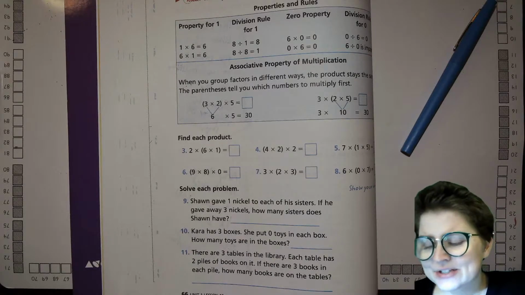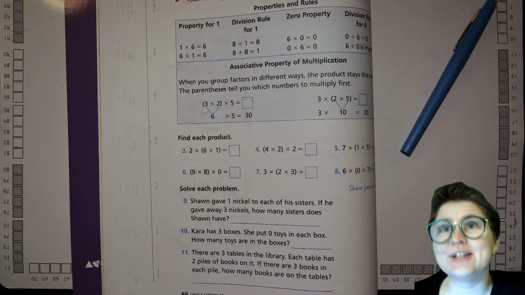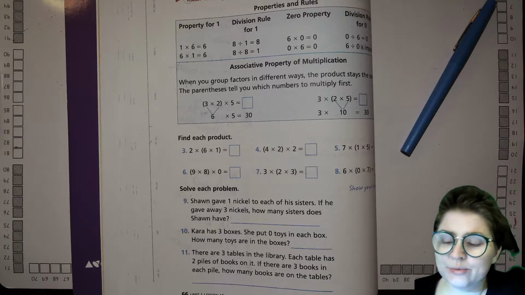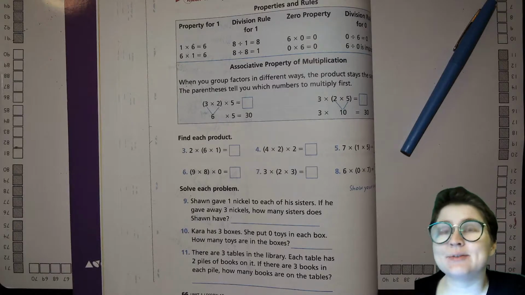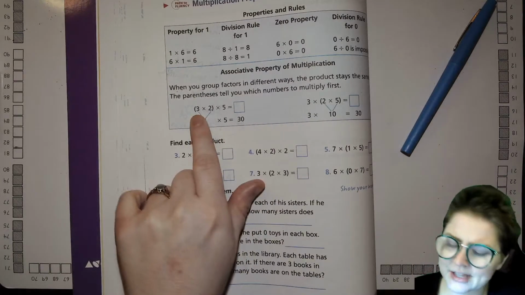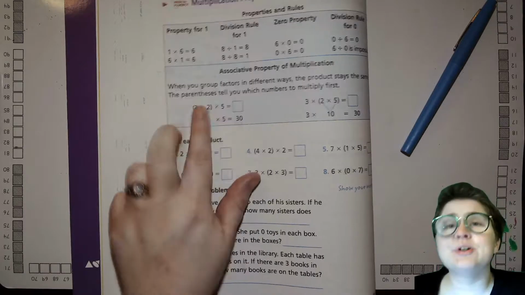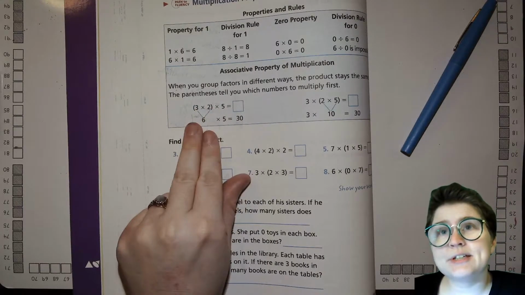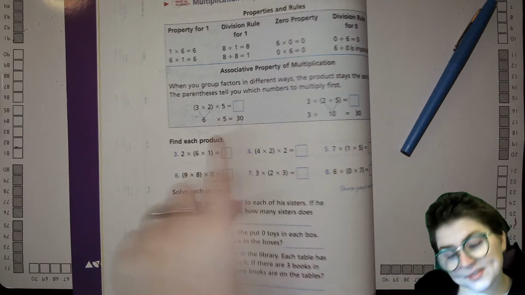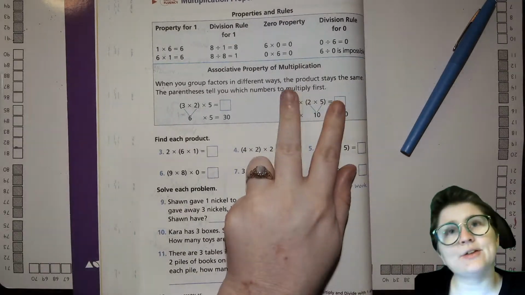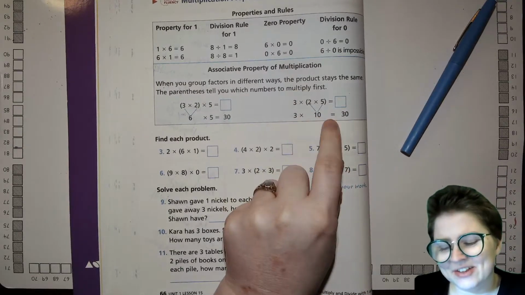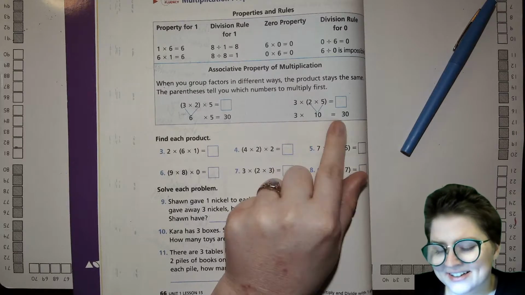Okay, so the associative property of multiplication is talking about how you're grouping factors when you multiply. Which number are you grouping things with as you begin to solve a problem? So if we look at these examples here, if you have 3 times 2 times 5, you could do the 3 times 2, group those together, and then you get 6 and multiply it by 5 and you get 30. Or if you'd like, you could do the 2 and the 5 together, that's 10. And then multiply that by the 3, and then you also get 30.